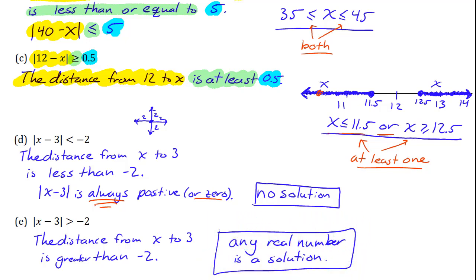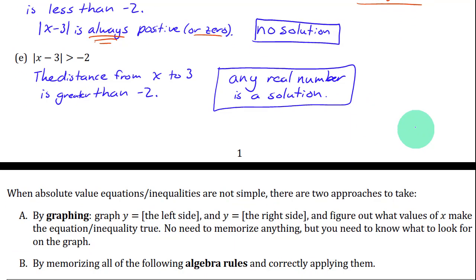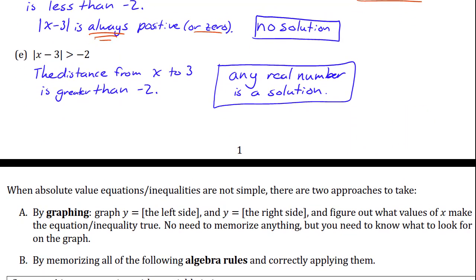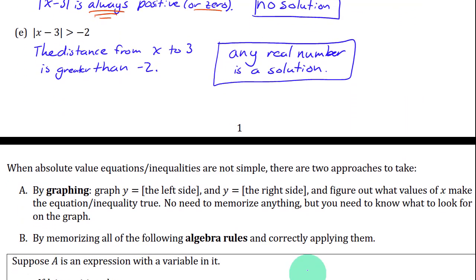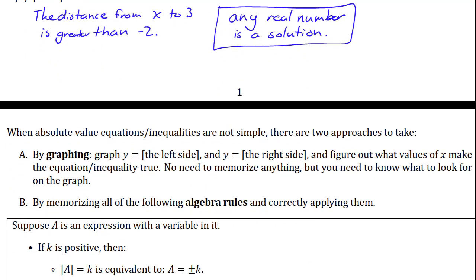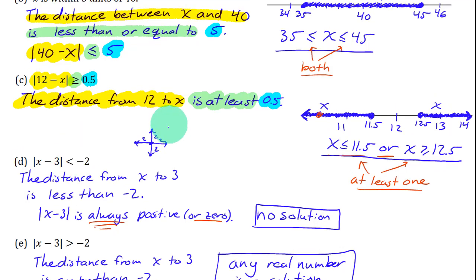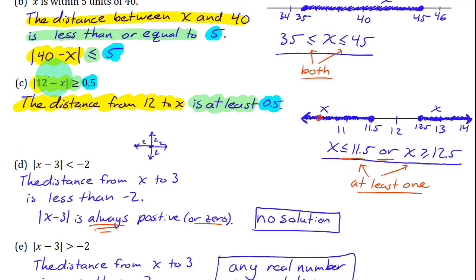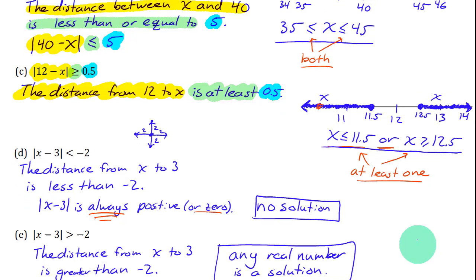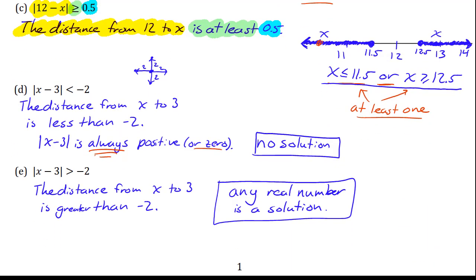Okay, now let's go on to the harder stuff here. So these examples are all simple. If you ever have something where it's just the absolute value of a number minus x on one side, you can just translate it into a sentence about distance this way. But a lot of the time, things aren't so simple.